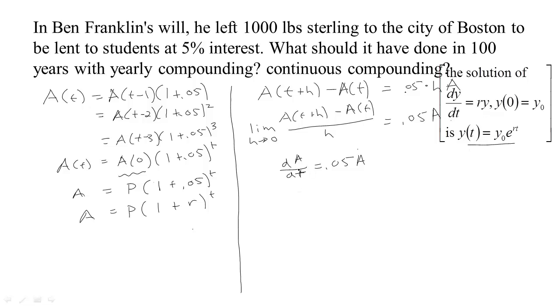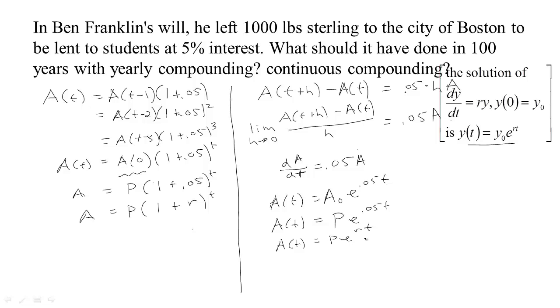So looking at this, we have r is 0.05 and A and y are the same thing, so we know the solution is going to be A at time t equals A naught e to the 0.05t. But since this is money, we usually call A naught the principal. I'll use P here. And you recognize this is our compound interest equation. You've probably seen it before. You just didn't realize you could get it by solving a differential equation.